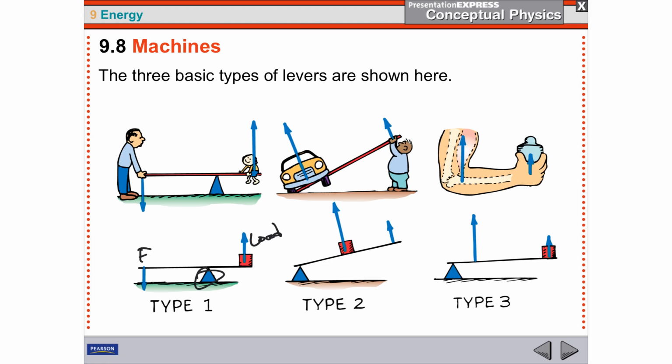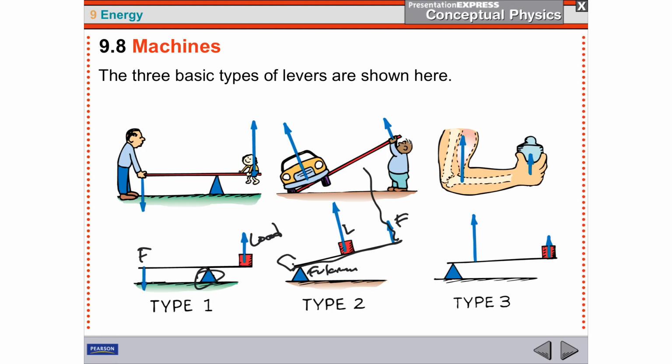A type 2 lever has the load between the fulcrum and the force, so here's the load, here's the fulcrum, and here's the force. This would be like your foot. Your foot is a type 2 lever. The force is your calf muscle pulling up on your heel, and you're balancing on your toe. The ball of your foot would be the fulcrum, and you can lift your heels off the floor. That's a type 2 lever.